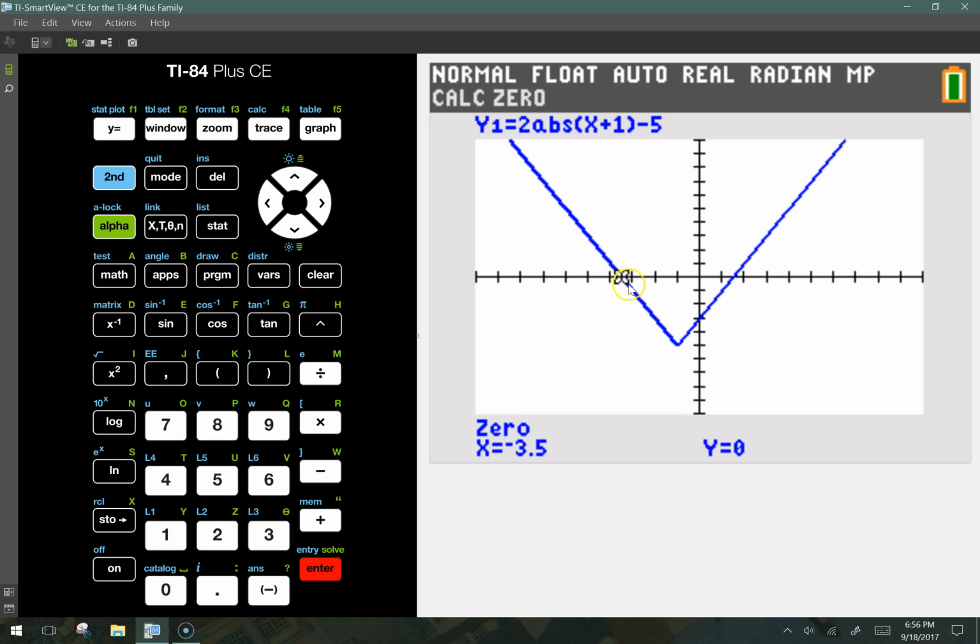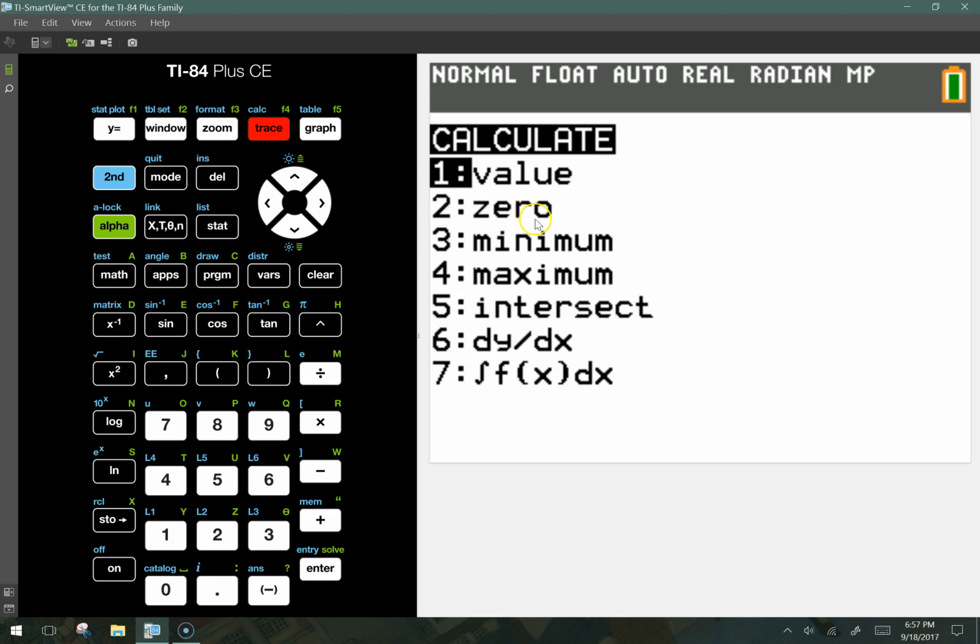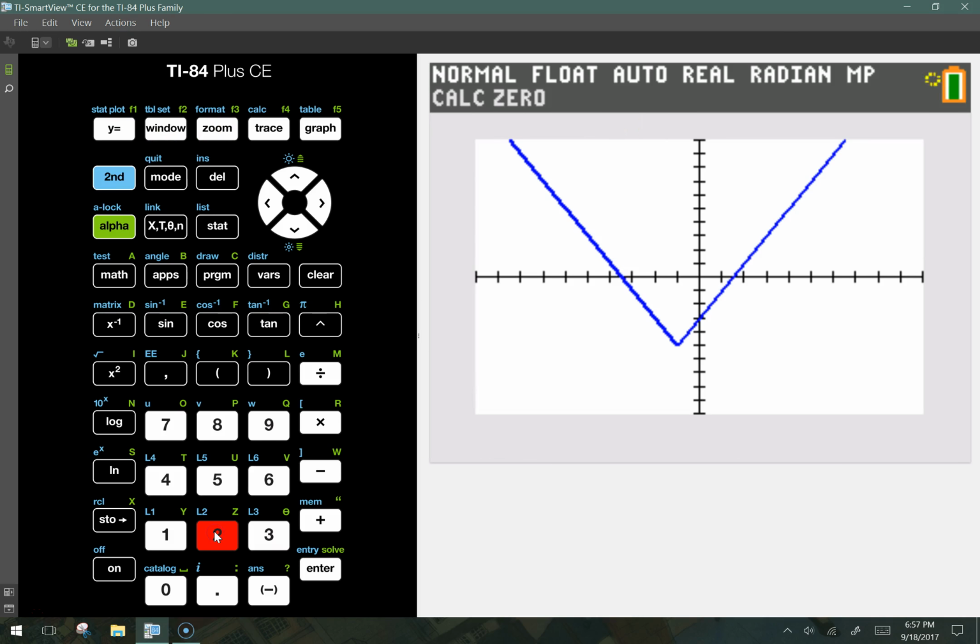So now we've just found this one, but this absolute value function has two. There's one over here as well. So now we're going to work through all of these steps again to find this other x-intercept. I'm going to go to second trace. I'm going to choose the second option for the zeros, and then it's going to ask me the same three questions.